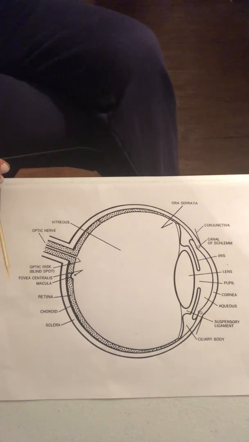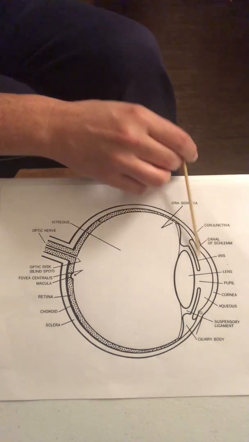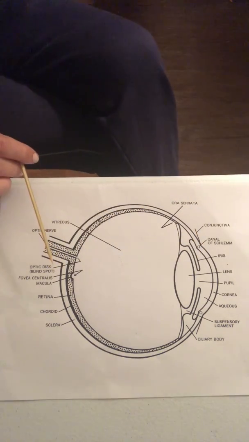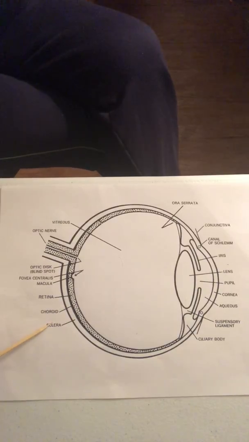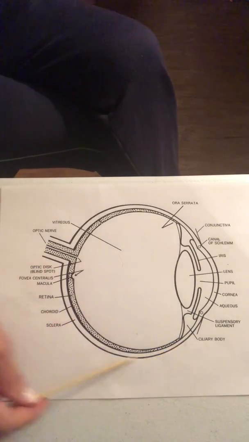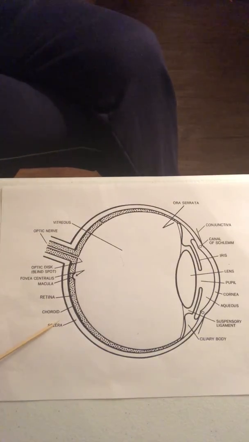The eye is composed of two segments, the anterior and the posterior, basically meaning anterior front, posterior back, and even though it's diagrammed back here, we're going to start with the sclera. This is what you would call the whites of your eyes. It is a tough, fibrous outer protective layer.